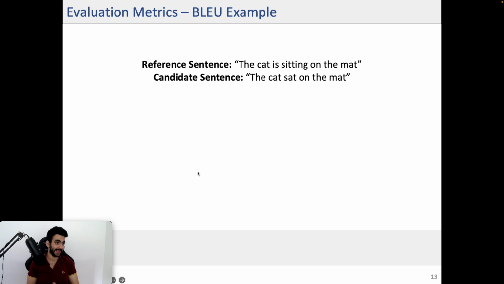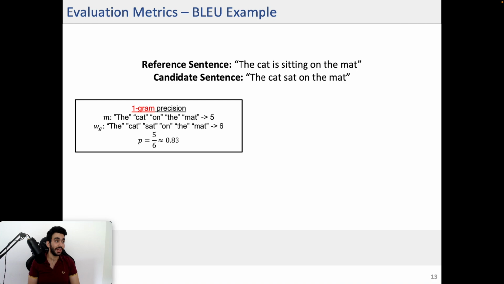Next, going to an example. This example is kind of popular within the summarization domain. This cat and the mat, you have probably seen a couple of times over the course of summarization. If the reference sentence is the cat is sitting on the mat, and the candidate sentence is the cat sat on the mat, it means that the candidate is hypothetically a summary of the cat is sitting on the mat, and we want to calculate the formula for that.